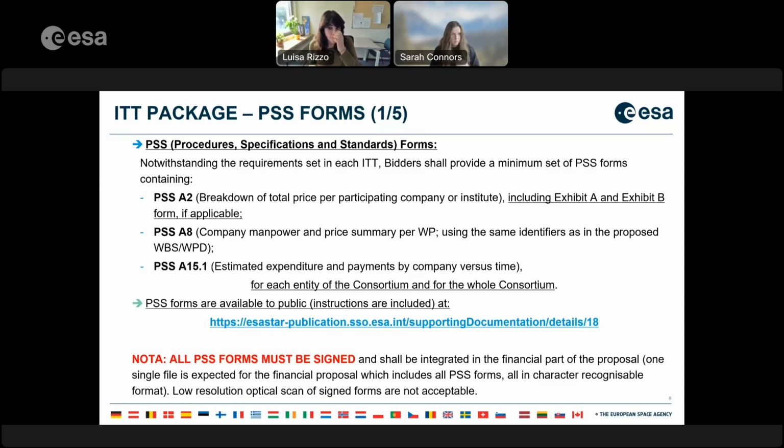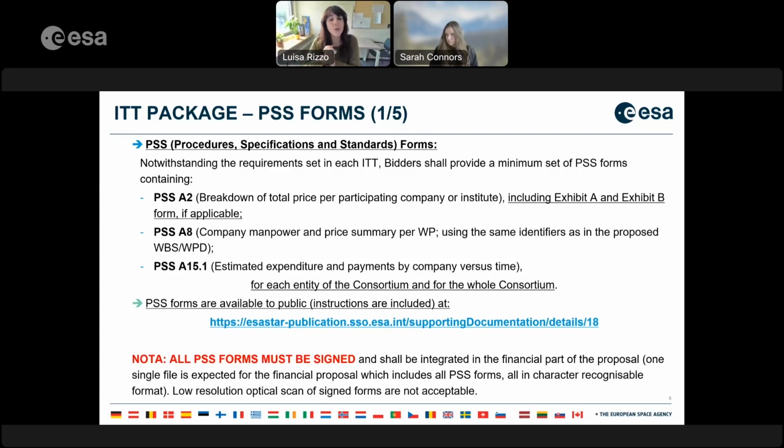So as I said, the PSS form should be included in the financial proposal, but if, for instance, the consortium is very big, there are a lot of subcontractors and consequently a lot of PSS forms, you may also attach them as a separate zip file under the other document section on ESA Star. So do not worry if you prefer to separate them and to create a dedicated folder, that is perfectly fine.